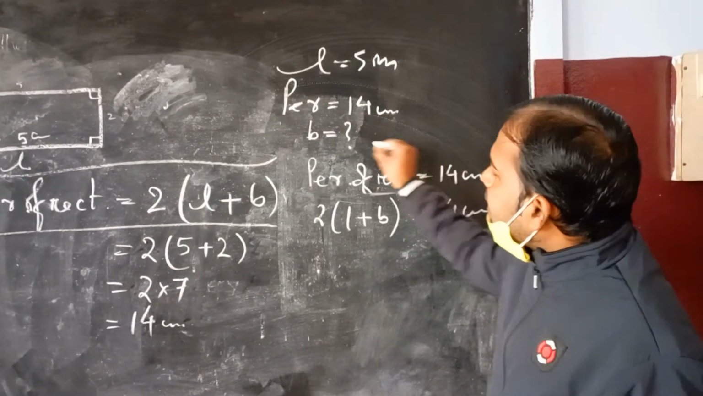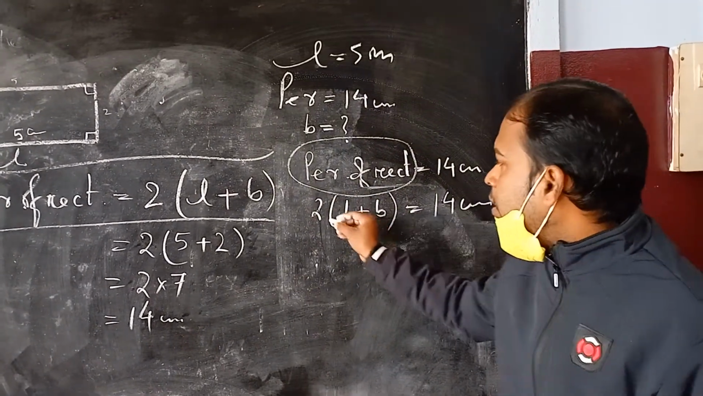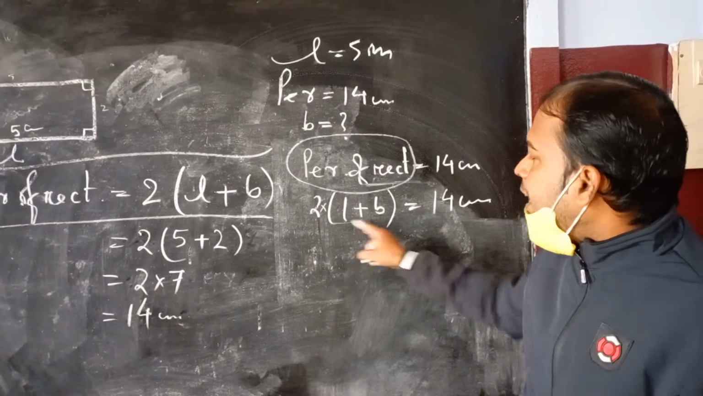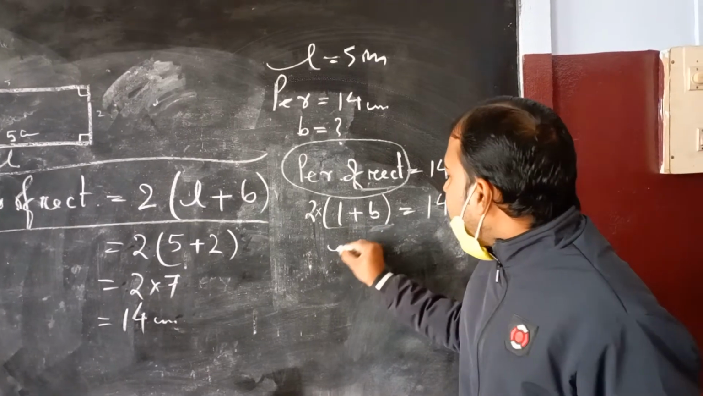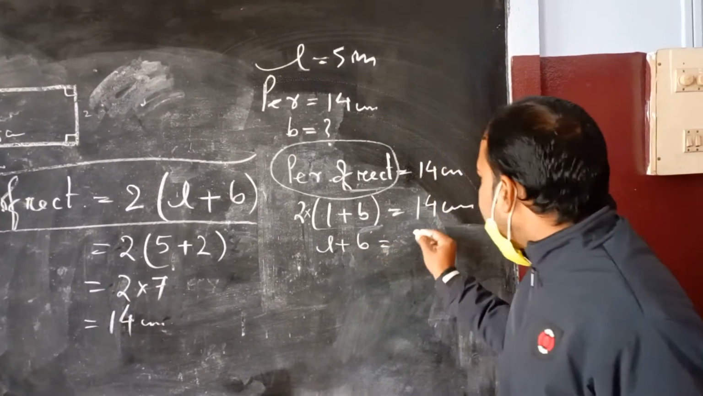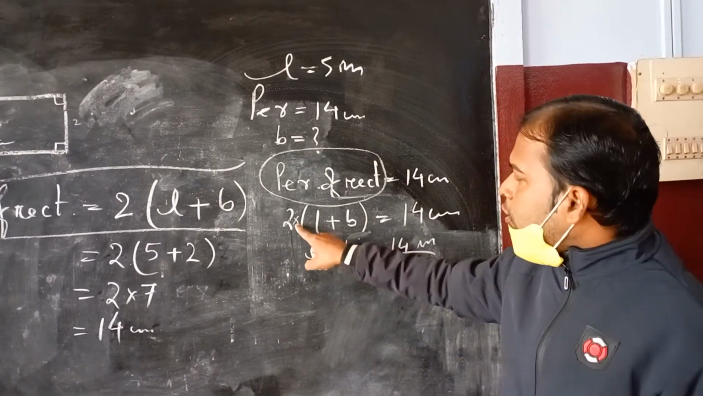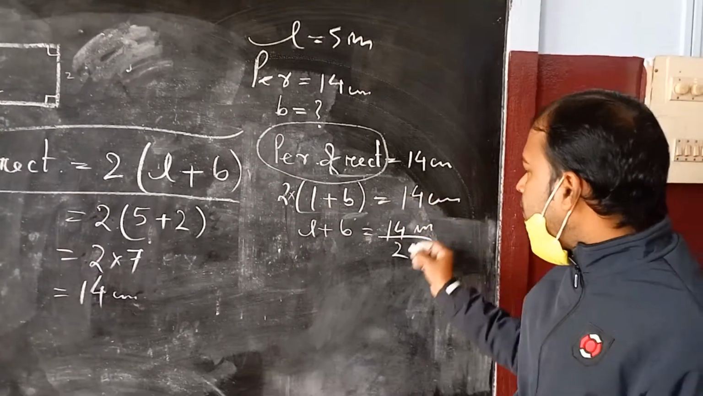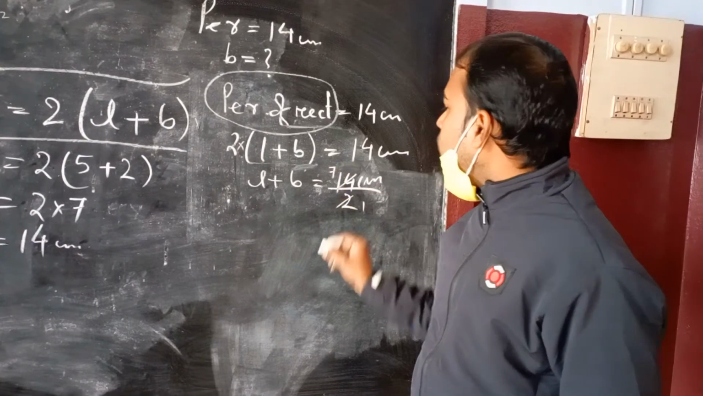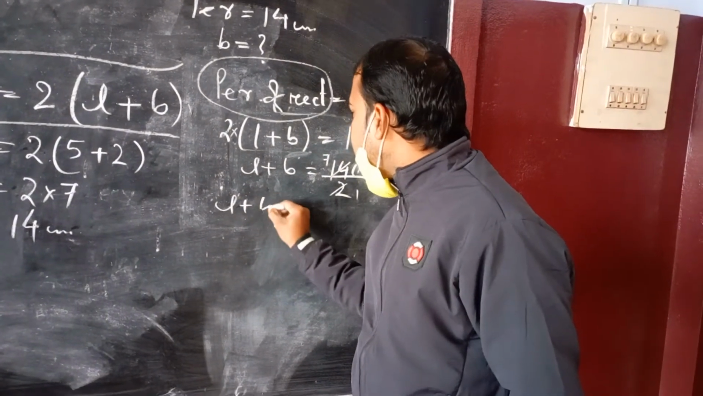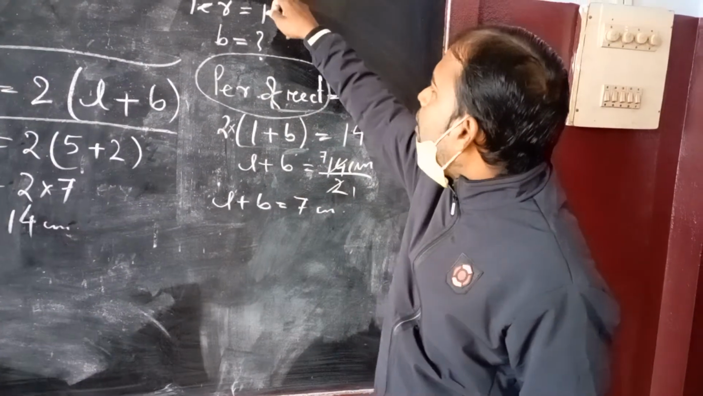Now this 2 is multiplied here. When this 2 goes to that side, it will become divide. Now L plus B is equal to 14 centimeter divided by 2. Everyone knows this. Then if you cut it, 2 ones are 2, 2 sevens are 14. Now we are getting L plus B is equal to 7 centimeter.